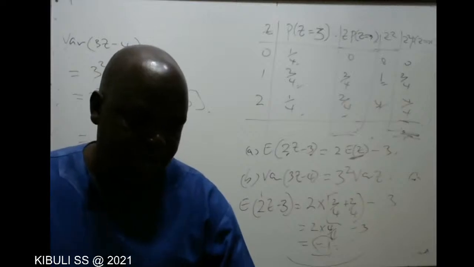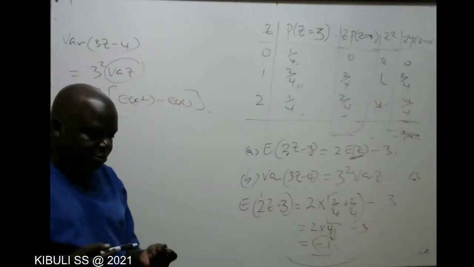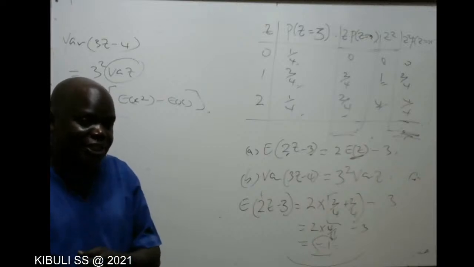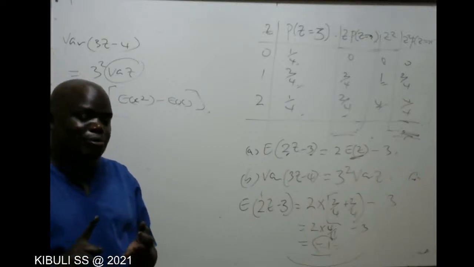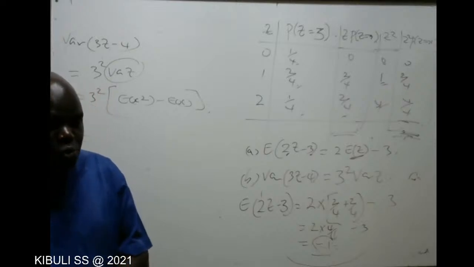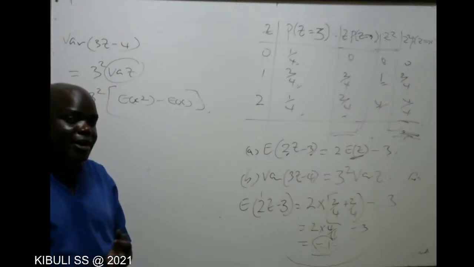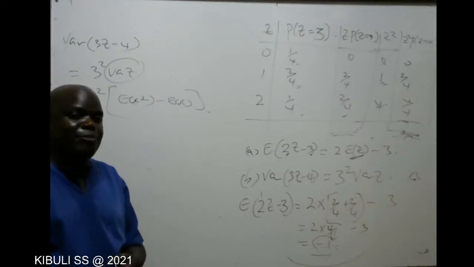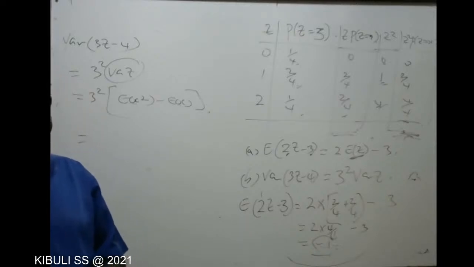So now, what have we done this afternoon? 1, we have done expectation and its properties. 2, we have done variance and its properties. 3, I've given an example of application of both of them.